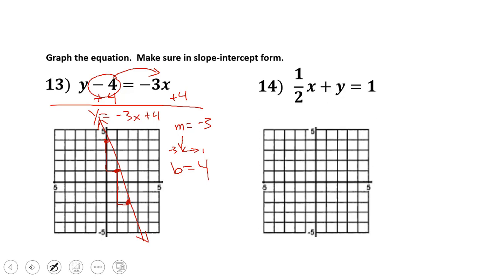Moving on to our next example. 1/2 x plus y is equal to 1. Are we in slope-intercept form? I'll write it above this time. y = mx + b. And no, we are not.